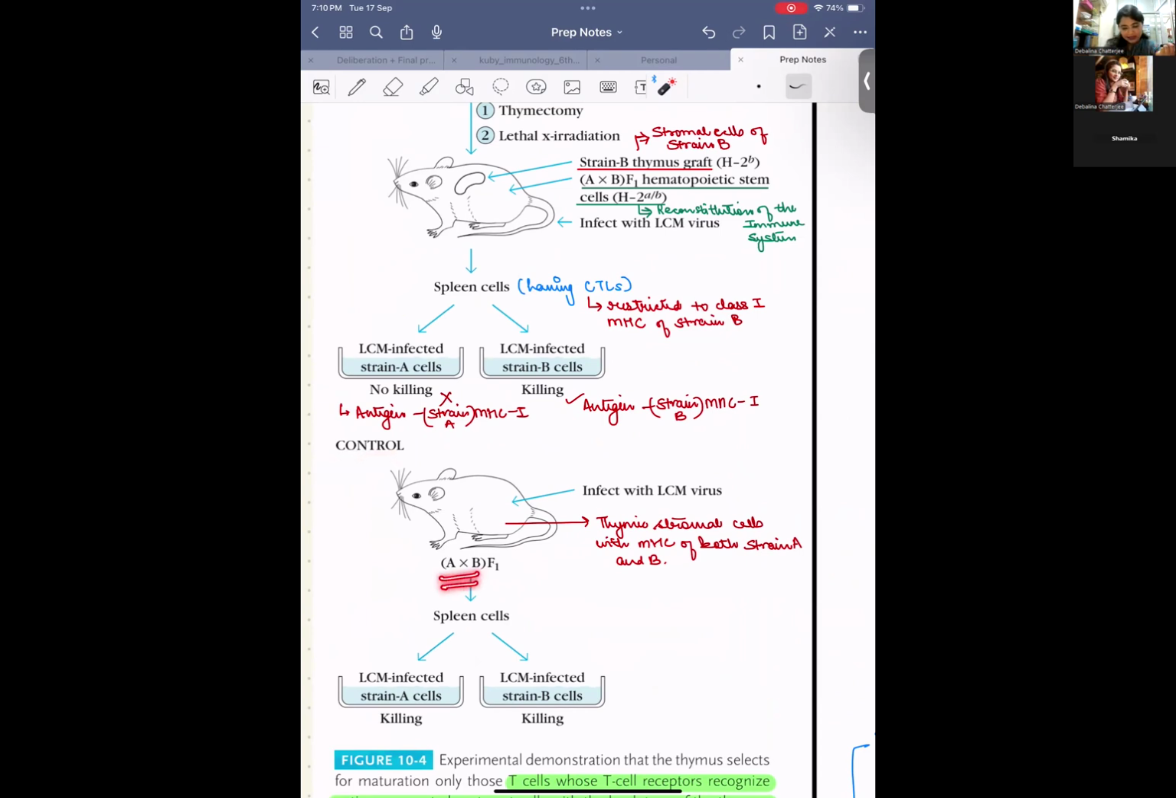If instead of thymectomy and X-ray radiation, they had simply isolated cells from the spleen of this progeny itself, the thymic stromal cells will also be having MHC of A and B type. So if they had done this for this particular progeny without thymectomy and all of these things, the T cells can recognize MHC specific to both these strands because ultimately it's the progeny individual, right? So this group served as the control for the above experiment.